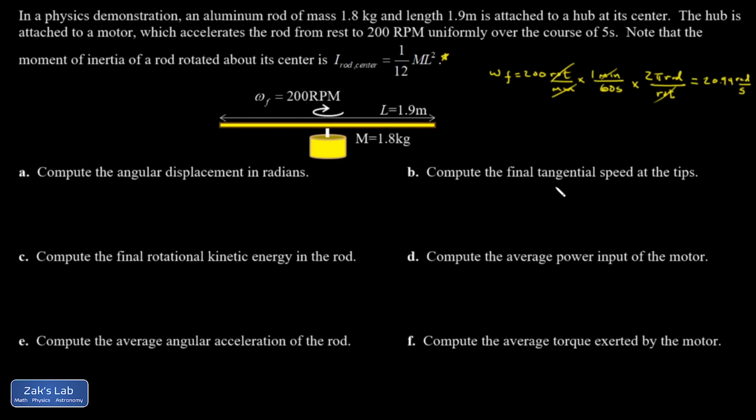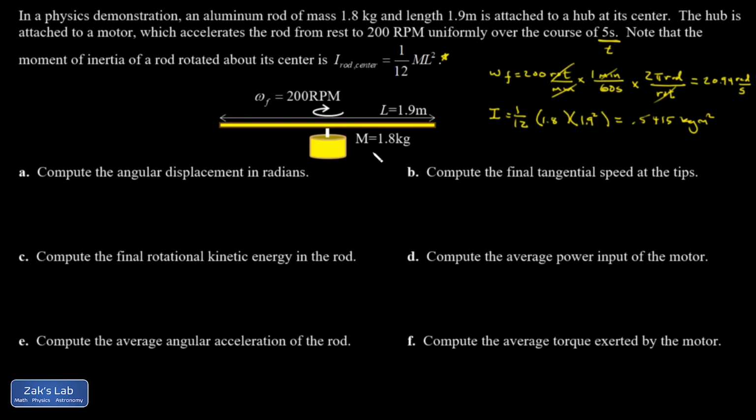The other thing I want to do up here before I really get into these questions is to get the moment of inertia of this rod. So I have 1/12 times the mass of it, which is 1.8 kilograms, times the length of it squared. And when I crunch those numbers, I get 0.5415 kilogram meters squared. All right, let's get into the questions now.